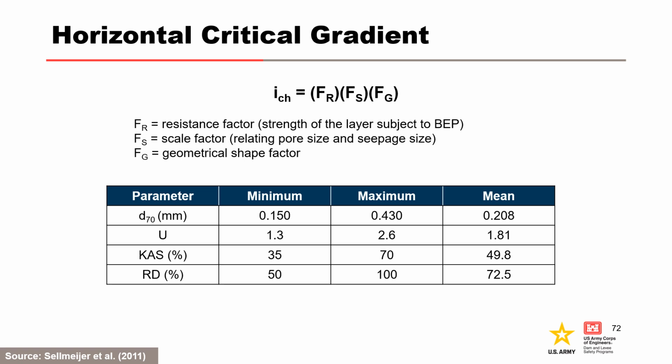The equation for the critical gradient for backward erosion piping progression is comprised of 3 terms: a resistance factor, which accounts for the strength of the layer subject to backward erosion piping, a scale factor, which relates pore size and seepage size, and a geometrical shape factor. Each of these terms will be discussed on the following slides. The methodology is only applicable within the limits of the piping model testing parameters shown. Mean values are used to normalize project-specific values.